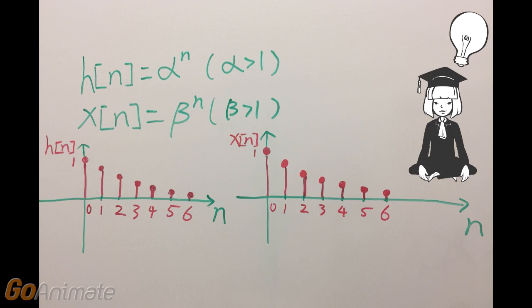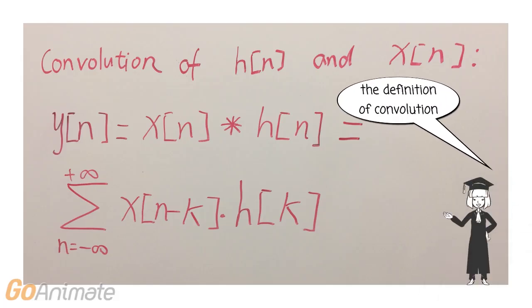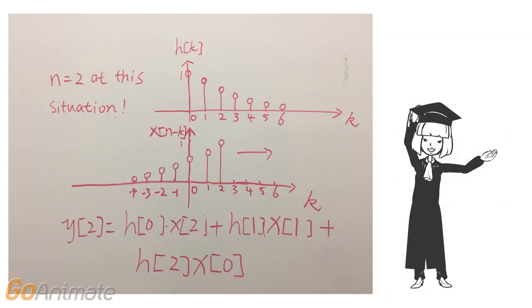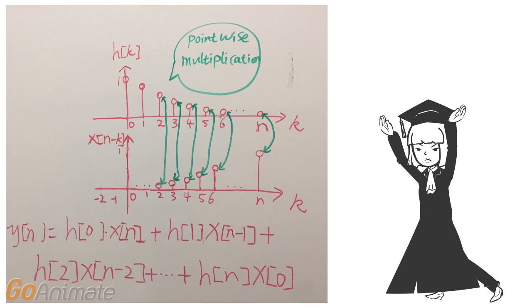Firstly, let's draw the graph of two series h[n] and x[n]. We can see the definition of convolution of the two series h[n] and x[n] on the board. Now let's draw the series x[k] on the left of the board. Then we flip it around the y-axis to get x[-k]. After that we shift it along the x-axis to get x[n-k]. We can shift more. When it has shifted n, the convolution is the sum of the pointwise multiplication of h[k] and x[n-k].